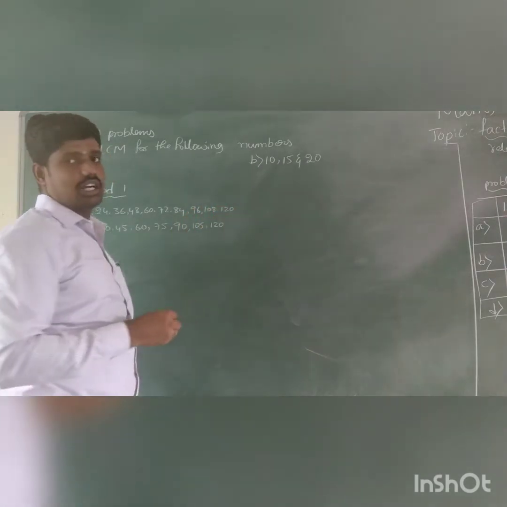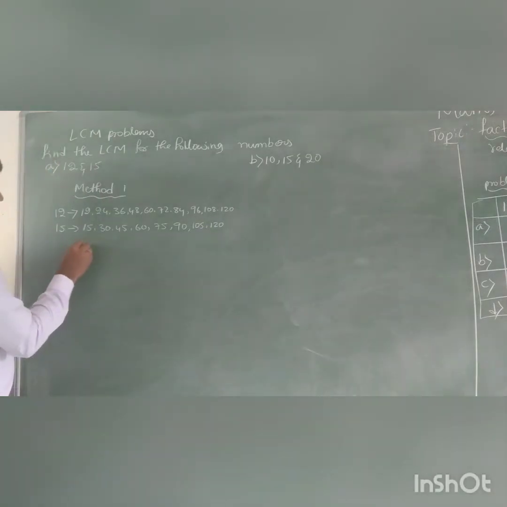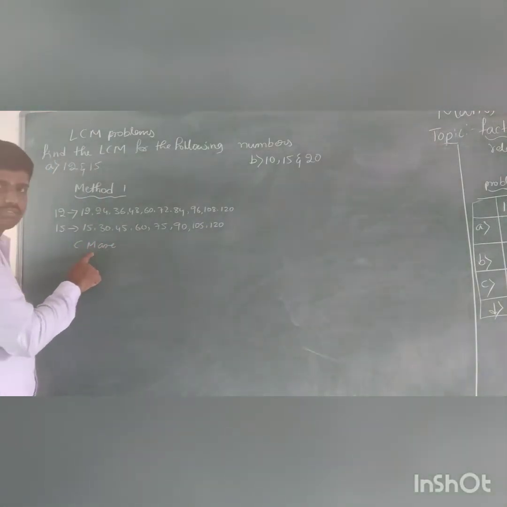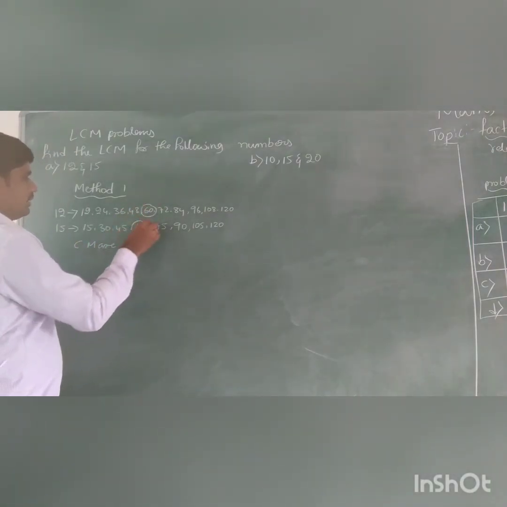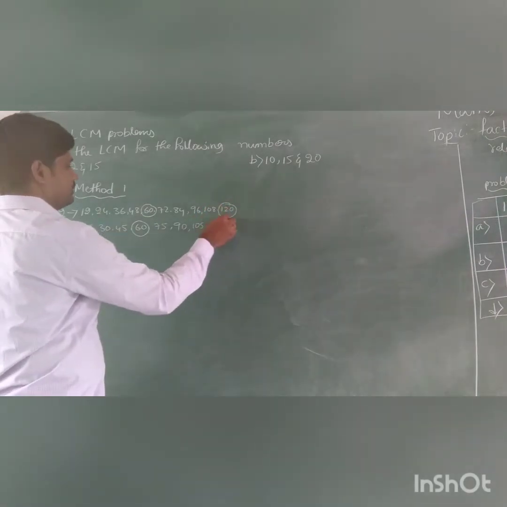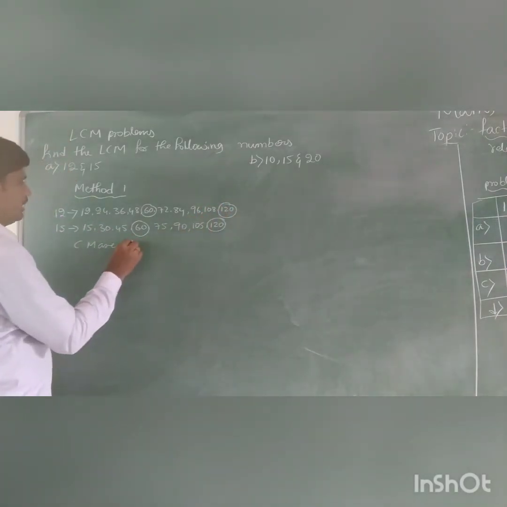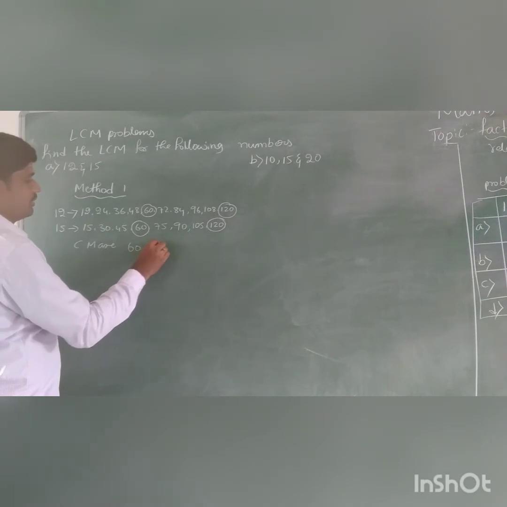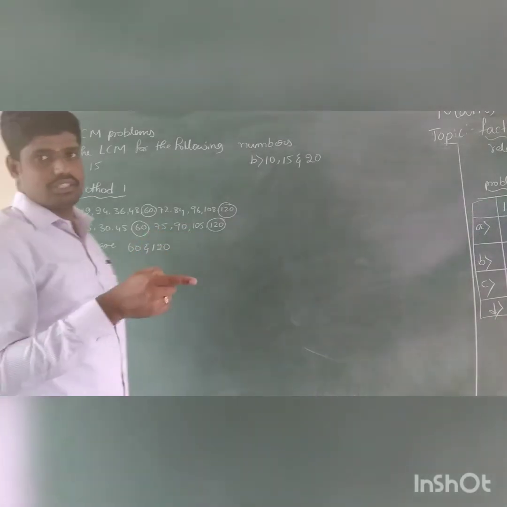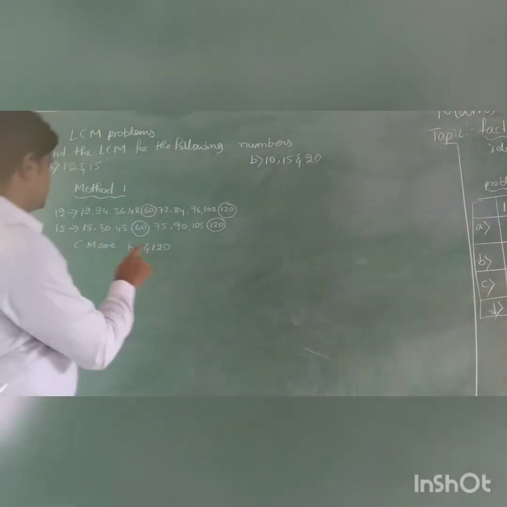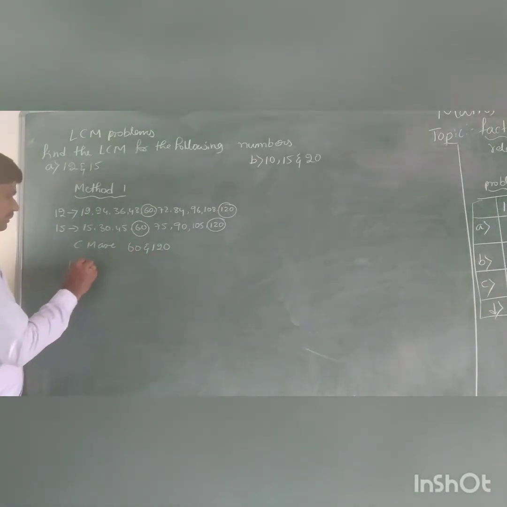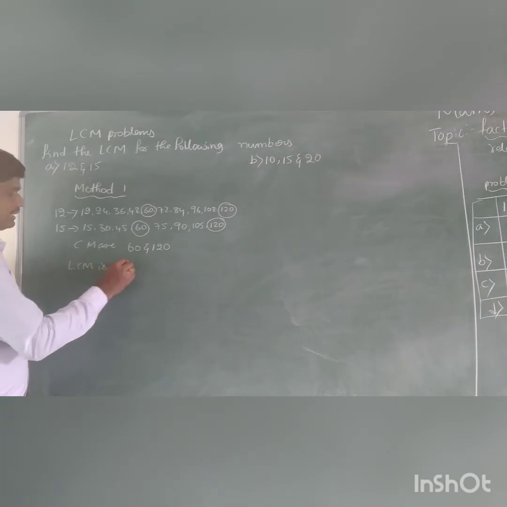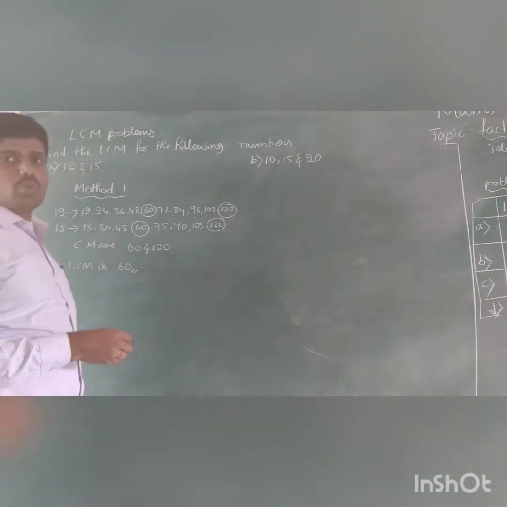Now list out the common multiples. Common multiples are 60 and 120. Which is the least common multiple? Least common multiple means which is the least value of these two. 60 is the least value. That's why the LCM is 60. This is method 1.